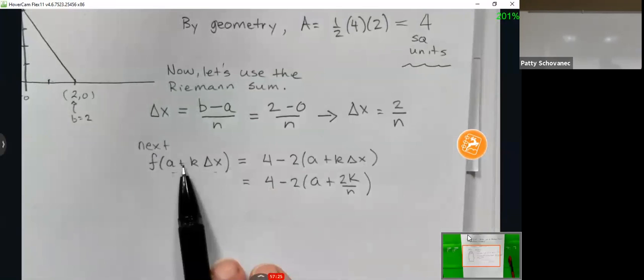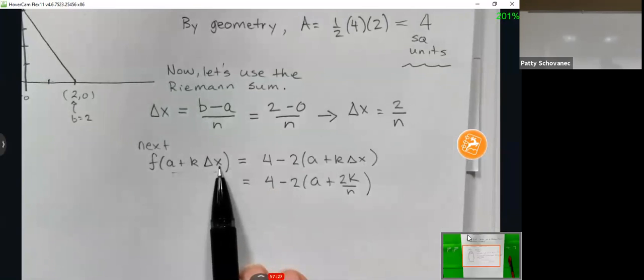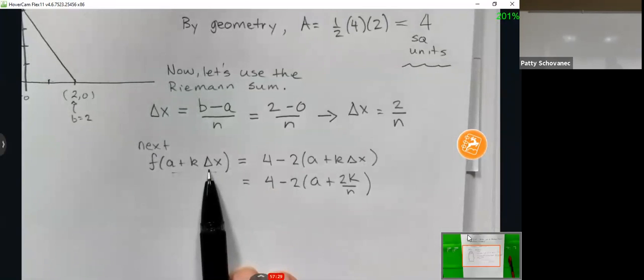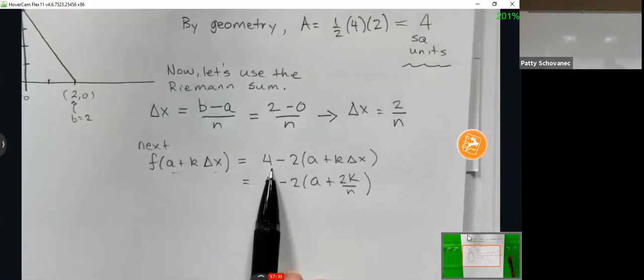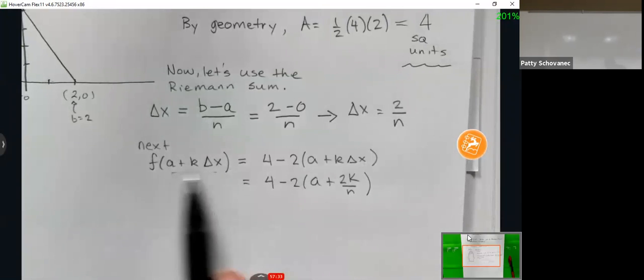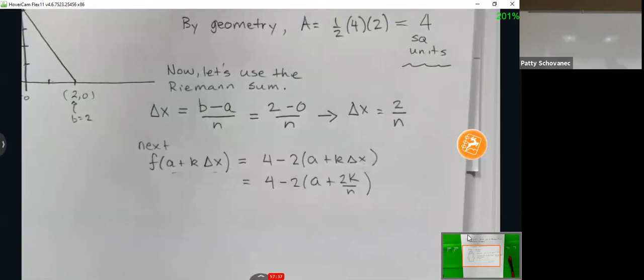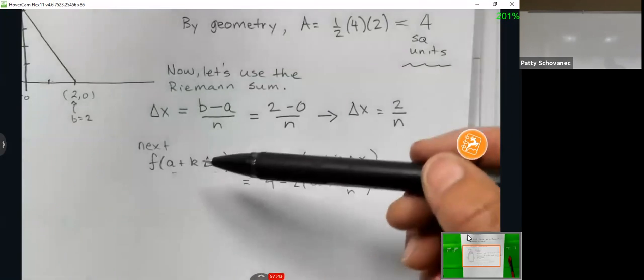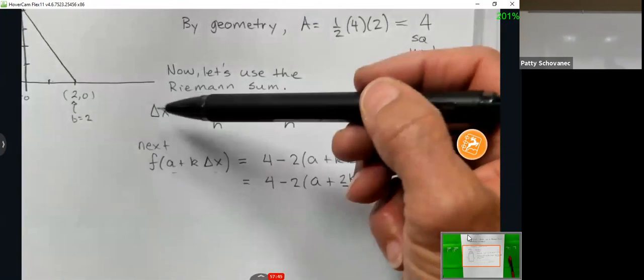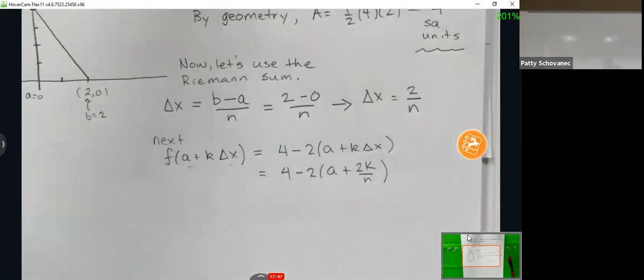Okay, right endpoint plus k multiples of the adder, my jump. My formula is 4 minus 2x. There's my x. But I'm going to let delta x be the 2 over n that I computed. Now we put those together. The sum of f of a plus k delta x times the delta x.